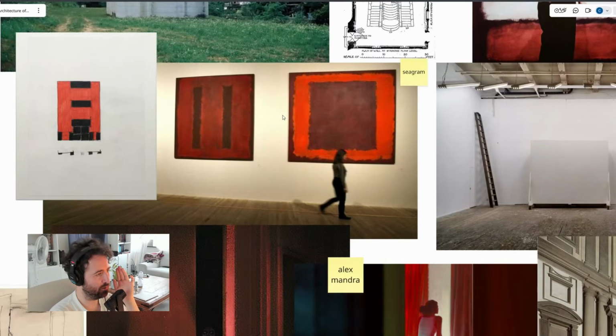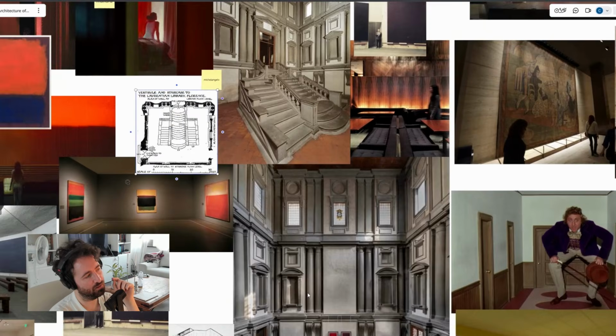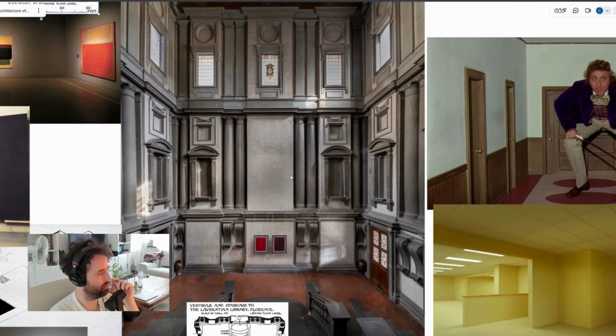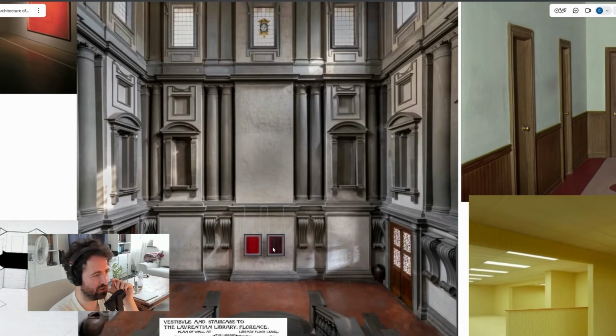And also, it's quite funny to note that there is an exhibition actually on this month, Rothko in Florence. And I believe some of his work is going to be on display there. So if you're in Florence, check it out.